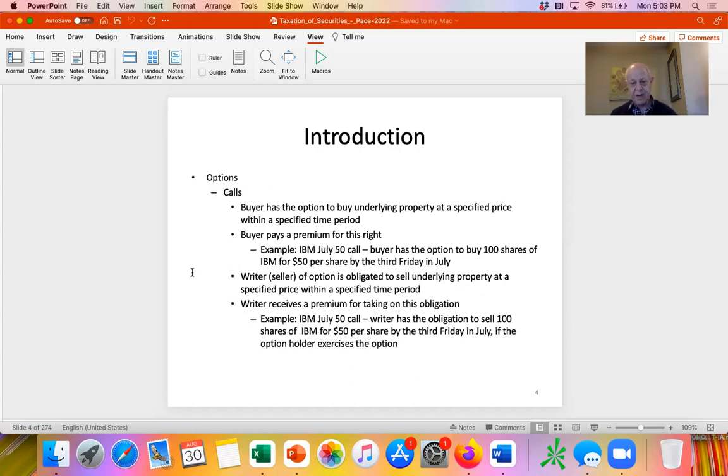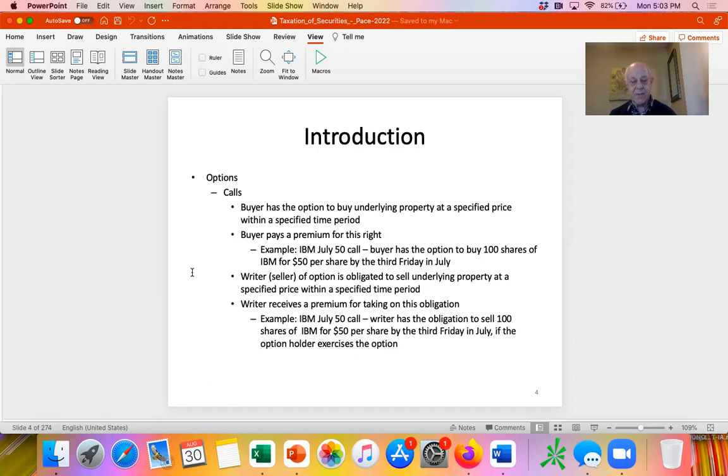So there are two types of options. There are calls and there are puts. When you buy a call, the buyer of the call has the option to buy the underlying stock at a specified price, but it has a specified time period. Options are wasting assets. Eventually, they all expire, and they just go away. Now, what the buyer of a call is hoping for is that the underlying stock will go up in value during the life of the call.